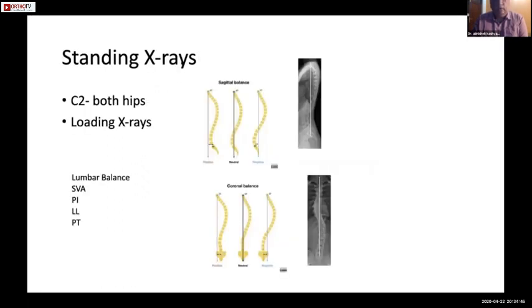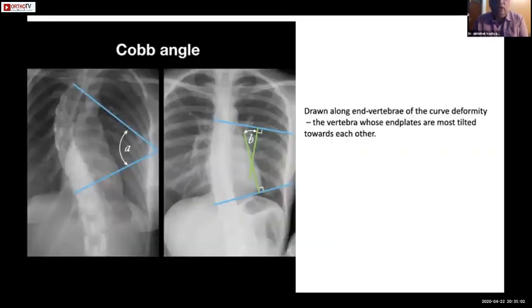Standing X-rays, I will not go into the detail, but they basically give us the balance. They start from the C2 to both hips. They are the loading X-rays. They give us information about the lumbar balance, the SVA, PI, LL, the lumbar lordosis, and the pelvic tilt. I will not go into the details. They will be dealt with in the scoliosis.